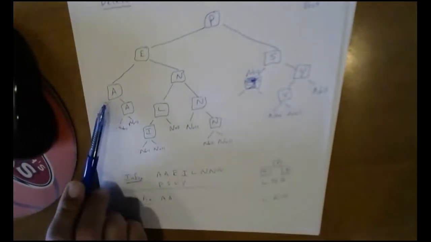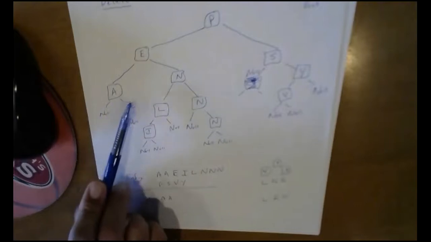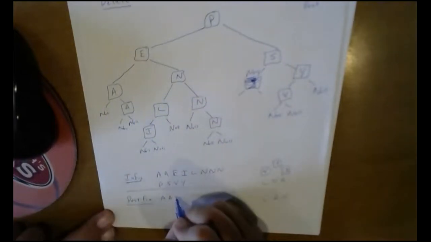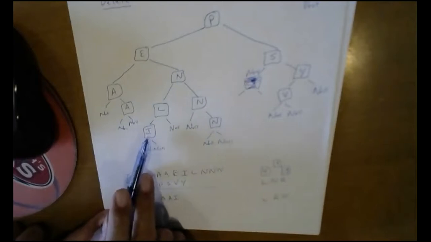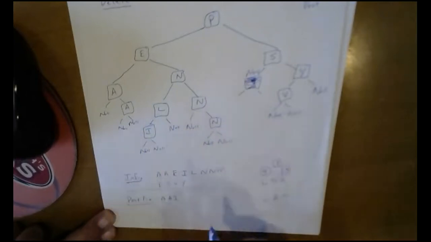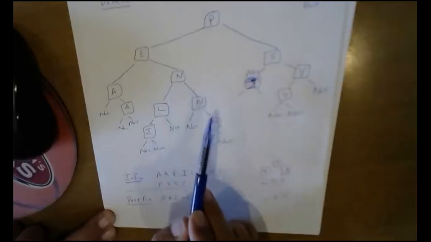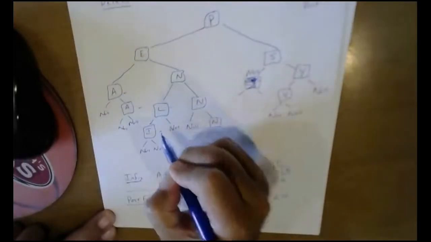I took care of this guy's left. Now I'm coming to the right, coming to the left, coming to the left. I get I. I check out its right. There's nothing. I go back to the node. Now I'm back up at the end. So I took care of the A, the I, the L.